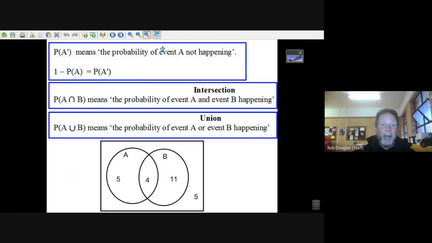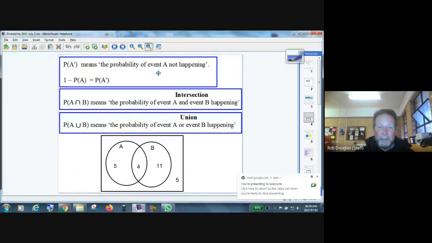Okay, I hope that helps. These symbols are really important, these ideas, and even seeing it in a Venn diagram, just understanding it, that's the fundamental thing. So hopefully that helped. I hope it helped. Okay.